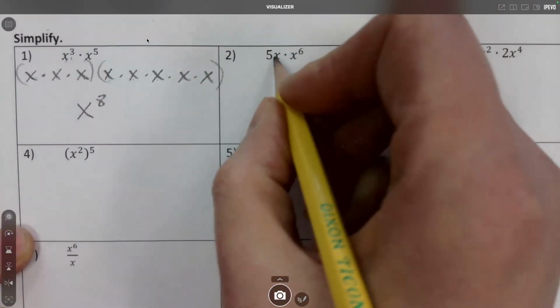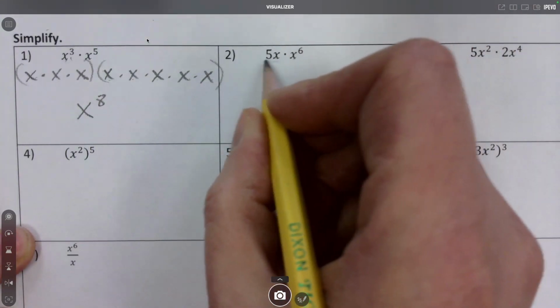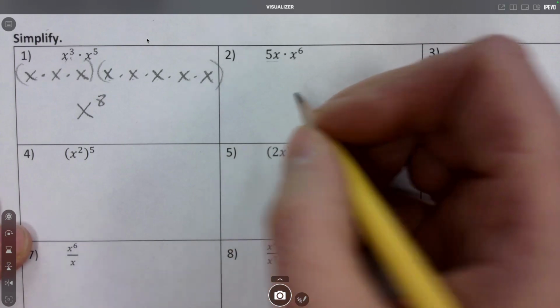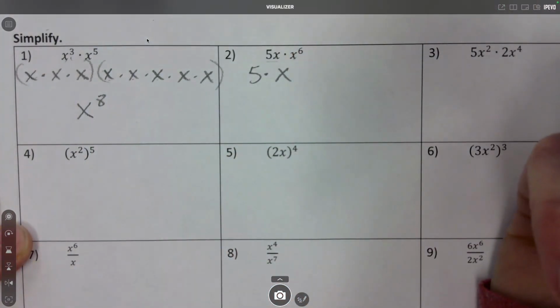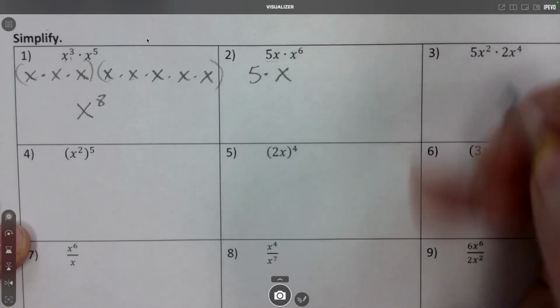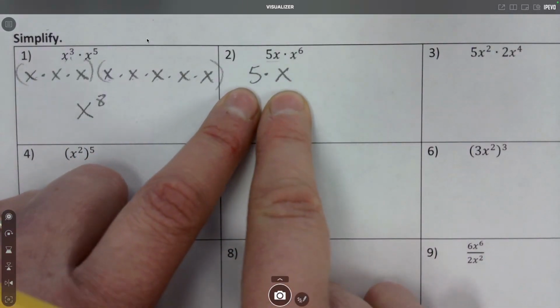So on the next one, it says 5x times x to the 6th. So what we need to remember here is this 5x is not married. It means 5 times x. So I can write it as 5 times x. The 5 and the x are not a glued together variable, right? They're 2 different things that are being multiplied together.